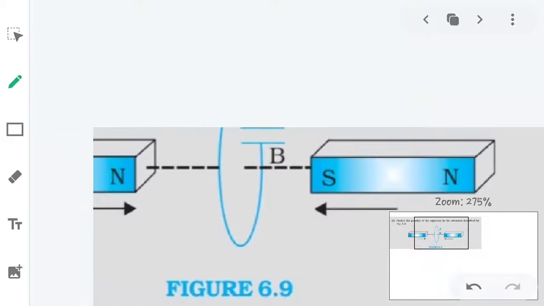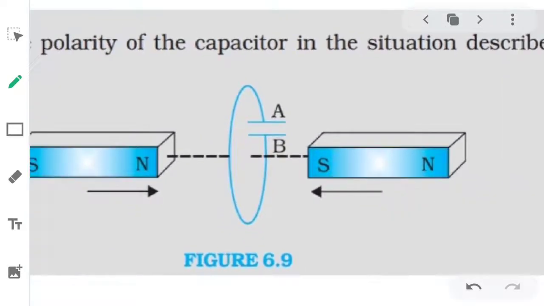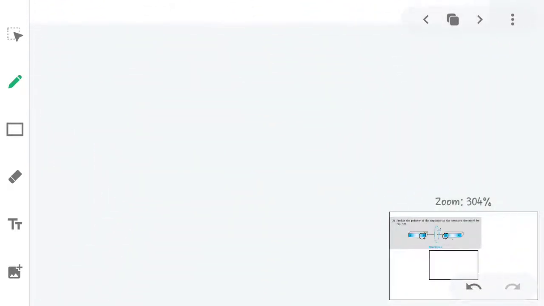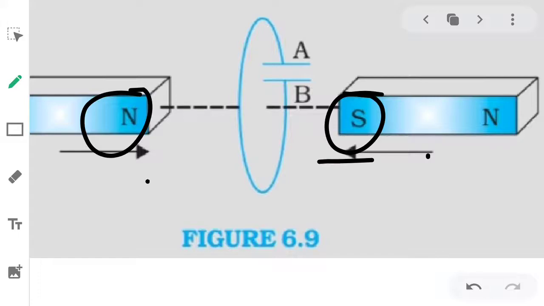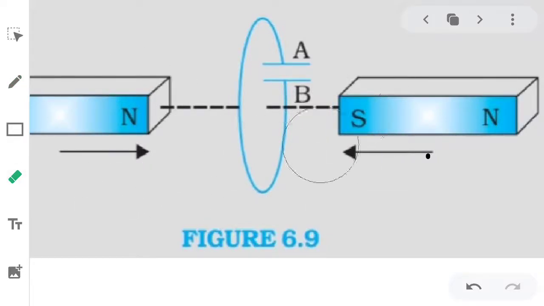Okay. Let us start. Here north pole, here south pole. Both are moving towards the loop. So the effect of both will be the same because both are on the other side of the loop. So let us understand for one face only, not for both. Let us take south. Here the dotted line is here. So this face is important.